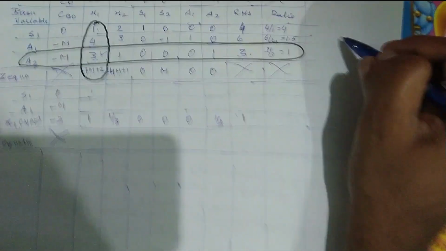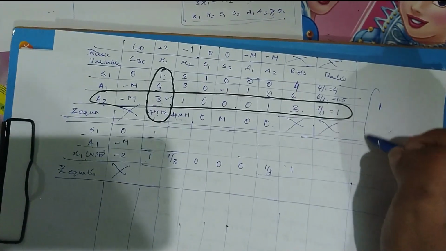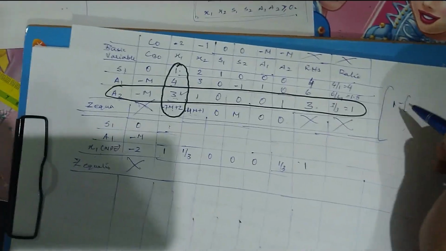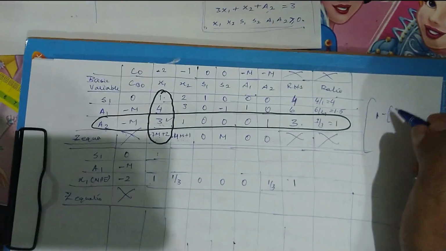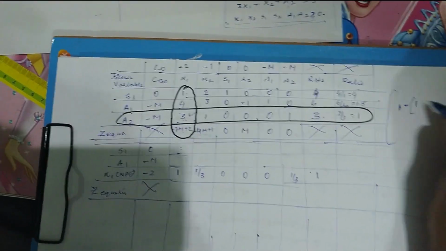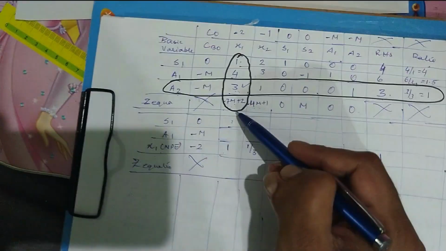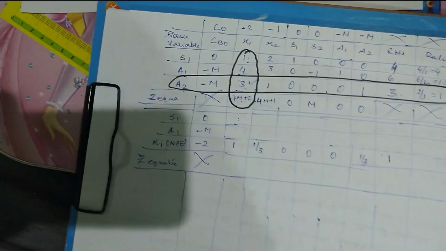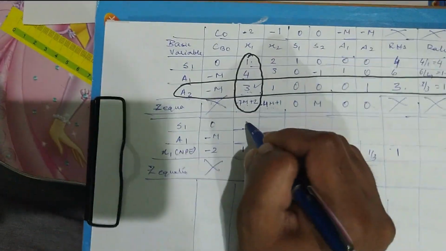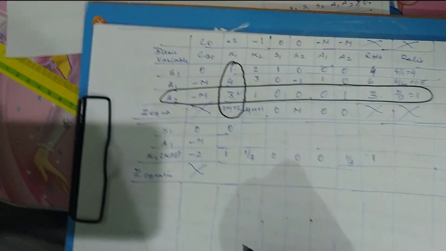I'm going to write it here. The old element is 1 minus, open the bracket, entering column coefficient of that particular row is 1, multiplied by the new pivot element in this column is 1. So therefore 1 minus 1 will become 0.